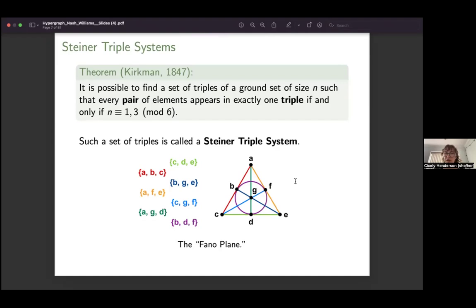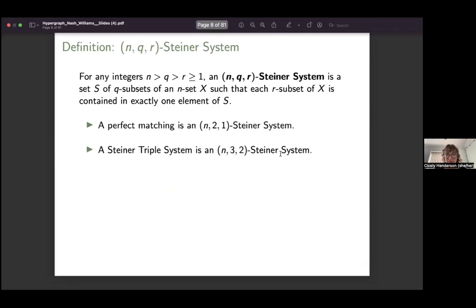Now, there's a couple easy ways to think about generalizing Kirkman's question, right? He was asking about every pair of elements, thinking about placing them in triples. There's some fertile ground here for generalization. So in particular, an (n,q,r) Steiner system is a set S of q-subsets of an n-set X, such that every r-subset of X is contained in exactly one element of S. So if you work through this definition, a perfect matching is an (n,2,1) Steiner system, and then a Steiner triple system is an (n,3,2) Steiner system.